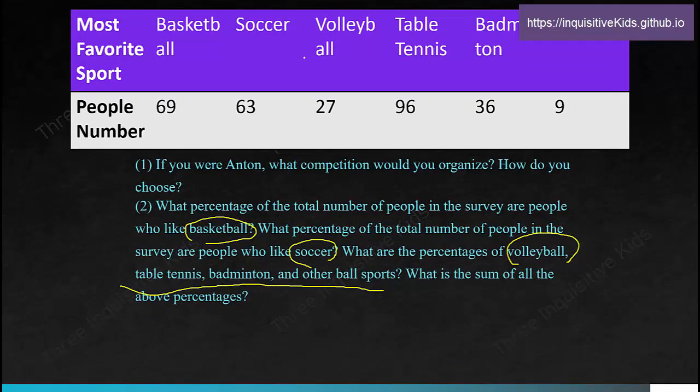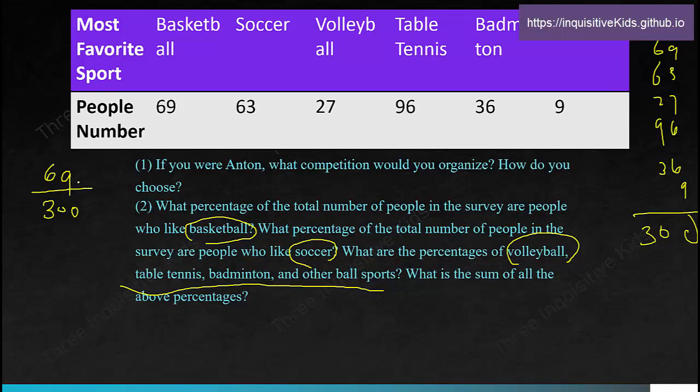So let's first look at basketball. The people who like basketball are the number of people who like basketball out of the total number, adding up all of these values. First, we're not going to talk about the percentage. We're just going to try to make a fraction. So we know that the numerator has to be 69 because there are 69 people who like basketball. Then we add all of these up, which is 69 plus 63 plus 27 plus 96 plus 36 plus 9. And then add it up together, you would see that there are 300 people in total.